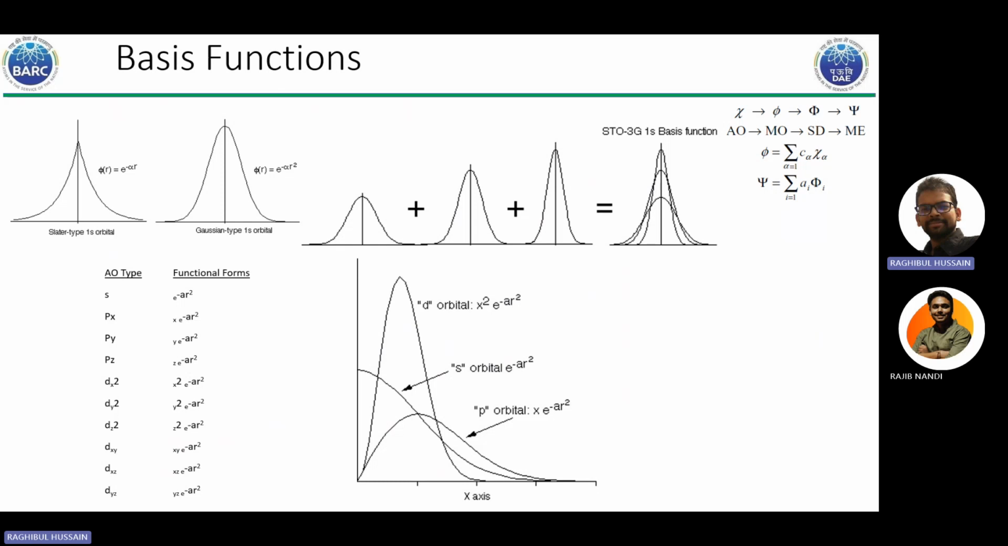Now people actually don't read this kind of thing: why am I adding more and more Gaussians? Basically, it is to finally capture the Slater property. And this is just to give you the different kinds of orbital functions, how they are defined, the different kinds of orbitals and what their shapes are like.